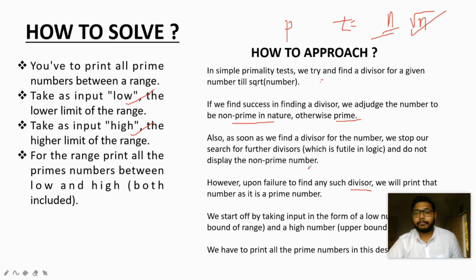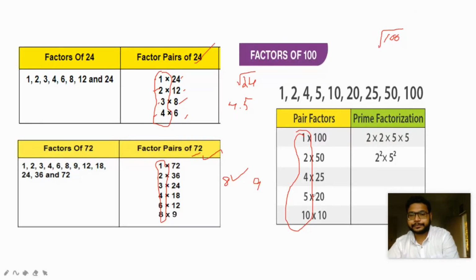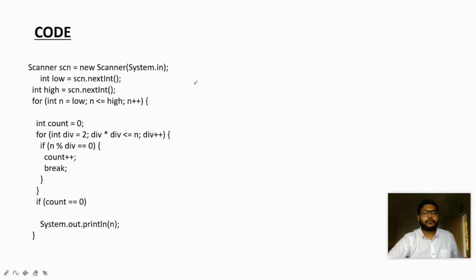Now let us see how we can approach this in code. First, we have to assign both low and high, which we can take from the keyboard. After that, we have to take count into account. What do we count? Simply count the number of factors present. We have started the division from 2, because every number is divisible by 1. If we find any divisor, then we will tell that it is not prime. If we do not find any, we will say that the number is prime.